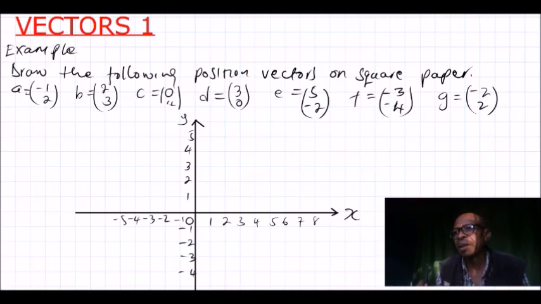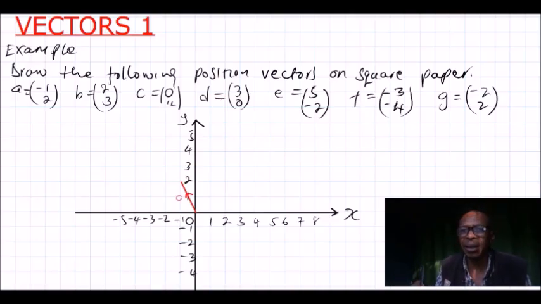Now we are talking of position vectors. This means that these are vectors starting from the origin. So if we say minus 1, 2, starting from the origin we move minus 1 and 2. So that means our vector is minus 1 along x and 2 along y. So that is our vector A, a vector starting from the origin.